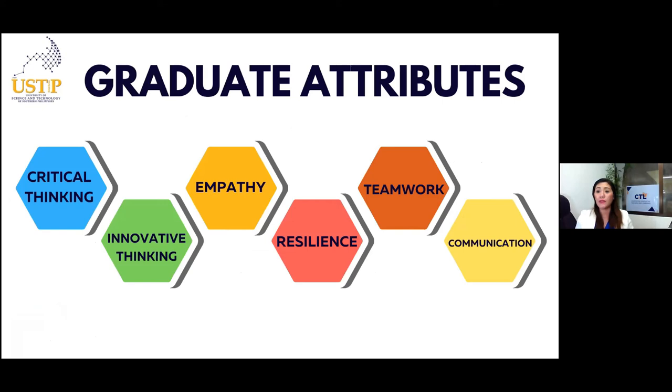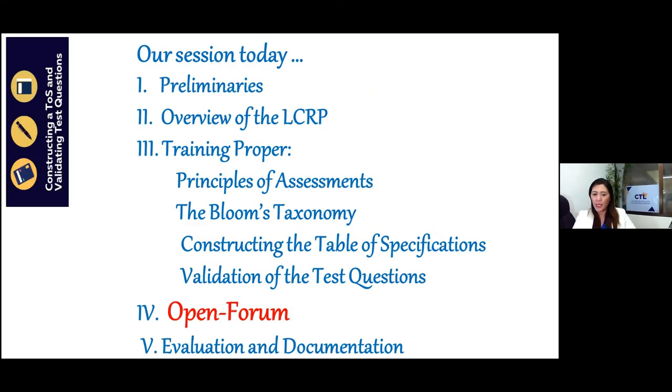So again, I'm down to my last few slides. These are the graduate attributes that we want in our students. And hopefully, even in our assessments and in everything that we do, it shows. It is clear here. We are developing critical and innovative thinking in our students. At the same time, we wanted to develop empathy and students that are resilient. But of course, with 21st century skills, that they can really collaborate and communicate with others. That is the main emphasis. And that's why for critical and innovative thinking, our highest percentage is in higher order thinking skills. I hope this helped and clarified things.